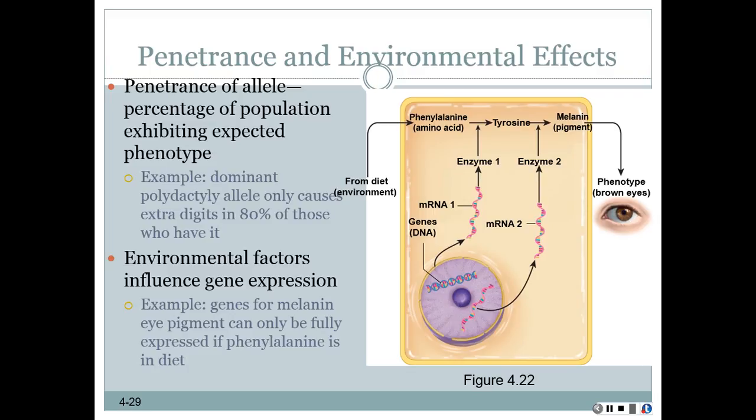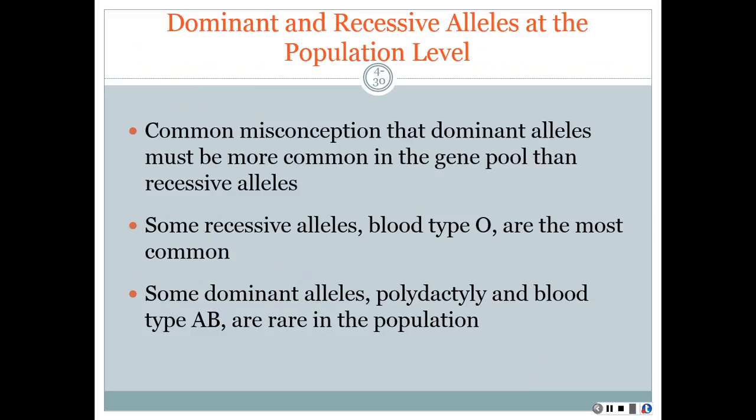At the very least, all gene expression depends on nutrition. Now, dominance and recessiveness are unrelated to how common an allele is in the population. Type O is the most common ABO blood type in North America, and polydactyly is rare.